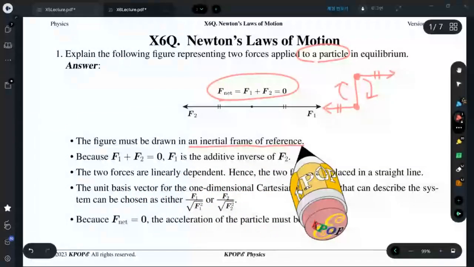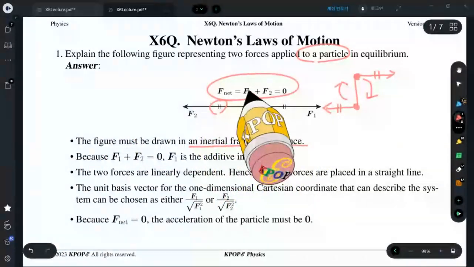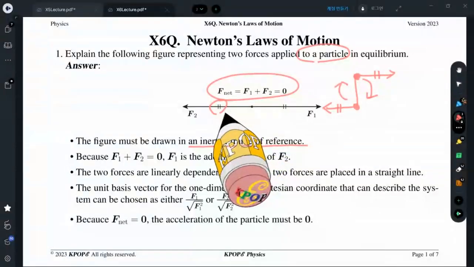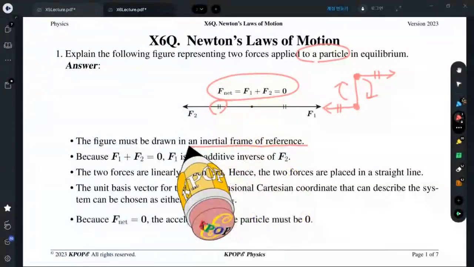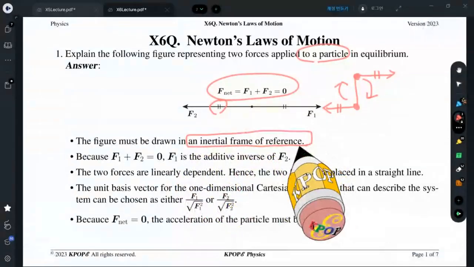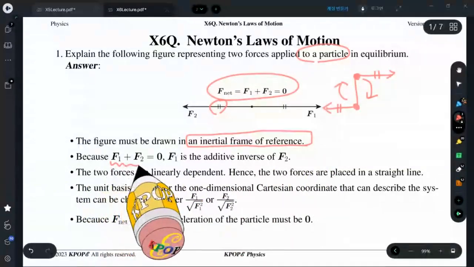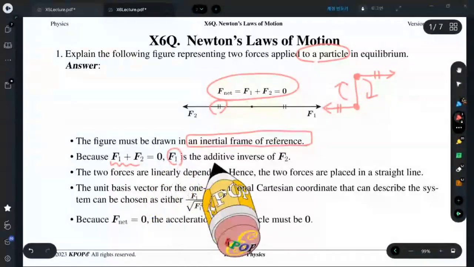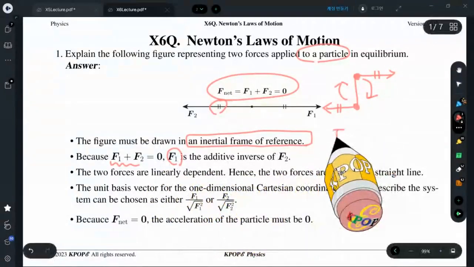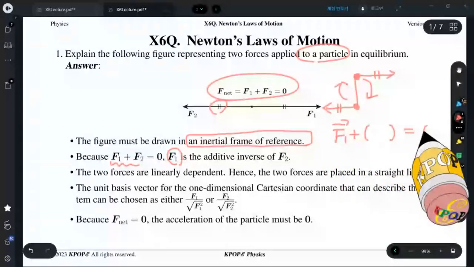Inertial frame of reference. If you claim this one represents the force, force is well defined only if we describe a system in an inertial frame of reference. In a non-inertial frame of reference, it changes. So, because two forces cancel, F1 is the additive inverse of F2. Sure, F1 plus something equals 0.